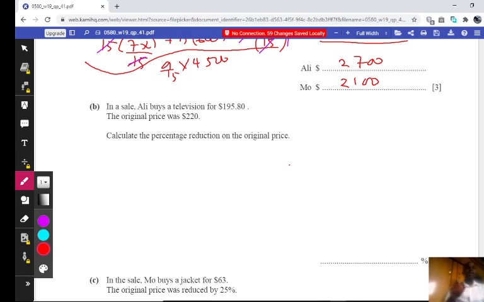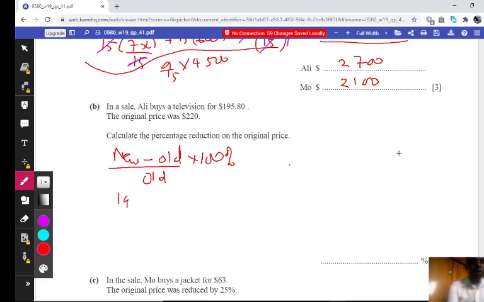In a sale, Ali buys a television for 195.80. The original price was 220. Calculate the percentage reduction on the original price. The original price was 220 and the new price was 195.80. Just use this formula: new minus old, over old, times 100. It's very simple, and this gives the answer as a percentage.